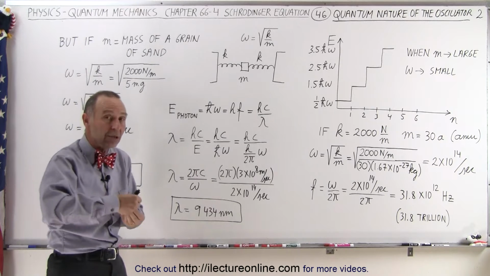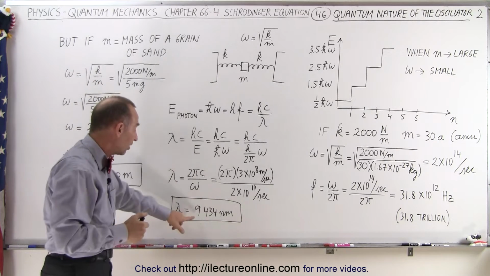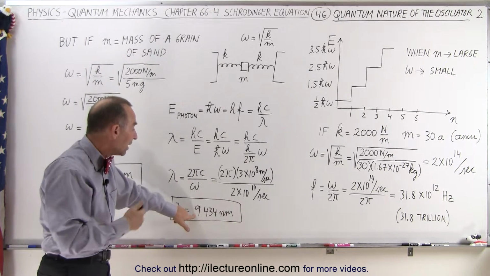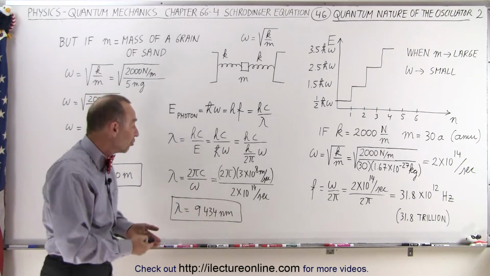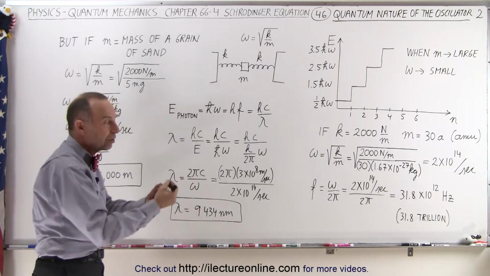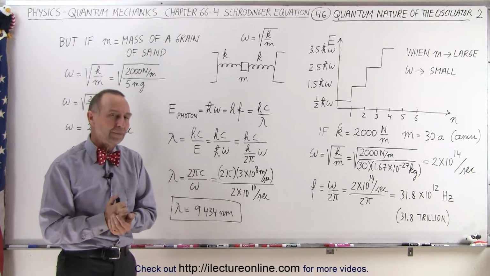When we plug in the values that we just obtained, we can see that the wavelength associated with such an oscillator, that would either be generated or absorbed by it, is about 9,000 nanometers, about 9 micrometers, which is in the infrared range. And so you can see there's definitely a quantum mechanical property to that oscillator.